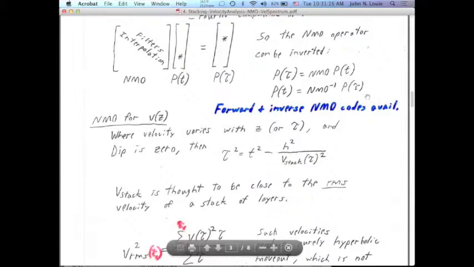That's a pretty simple filter to invert, and of course you're aware that the subject of matrix inversion is full of issues of its own, and so there will be conditions, there will be NMO that can't be inverted very well. There's going to be null space. There's going to be inconsistent data. All those issues will arise.